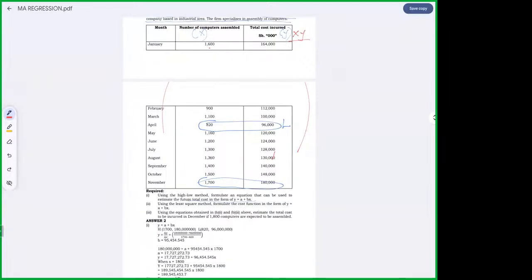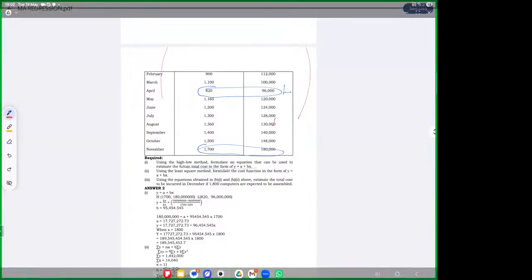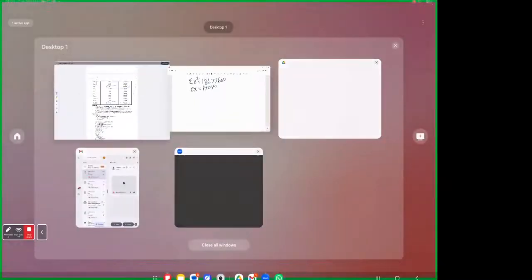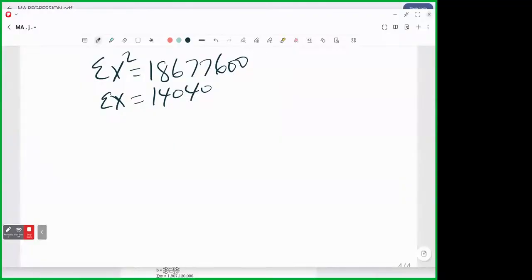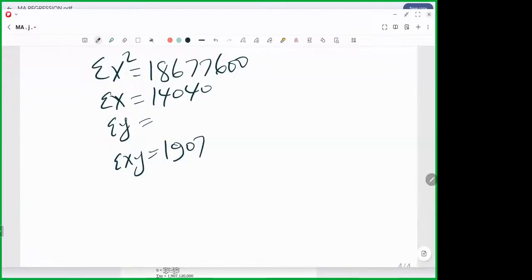So somebody has finished. Now I can get these answers from you. Thank you so much for responding. So now I have the sum of x. What I want is the sum of y and the sum of xy. Is there somebody who can give me the sum of y? The sum of xy, I'm told, is 1,907,120,000. I want somebody else to confirm.